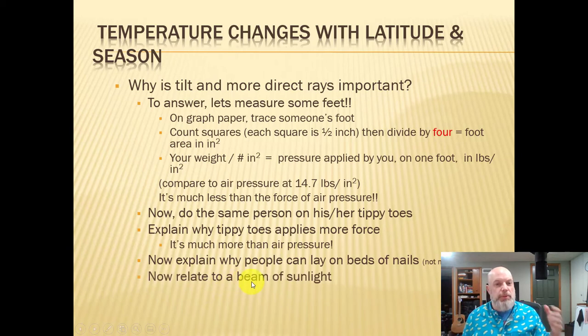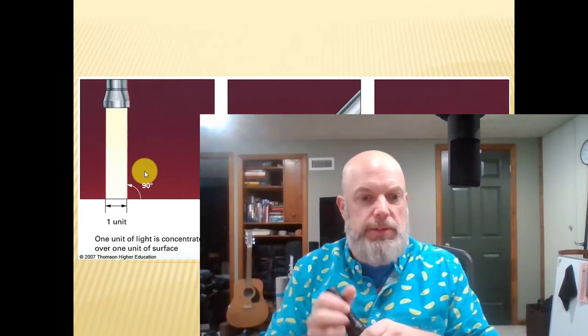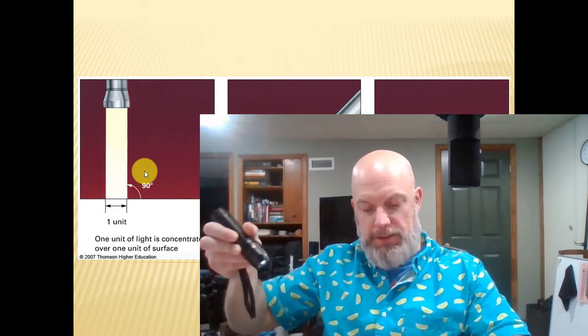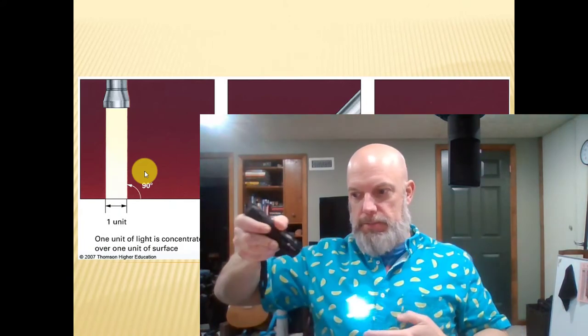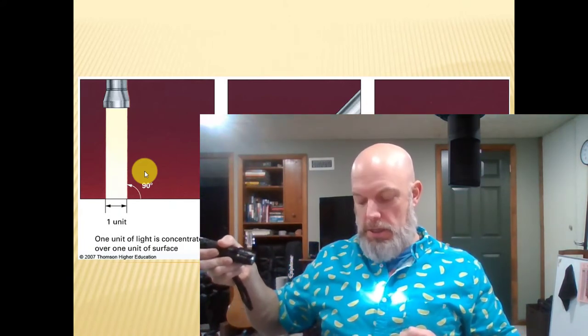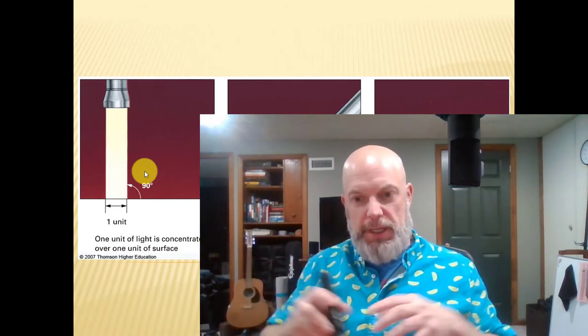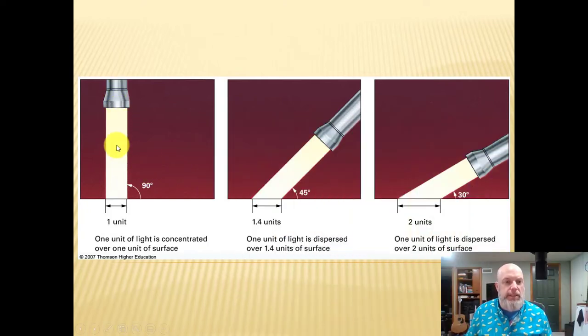Now, if we relate that to a beam of sunlight, same concept. Flashlight. I have a flashlight here somewhere. This would be better if we were in class. So I could shine this flashlight straight down, and then as I tilt it, you can see on my nice shirt, as I tilt it, it's the same amount of energy coming out of this flashlight, but now we're just spreading it over a larger area.